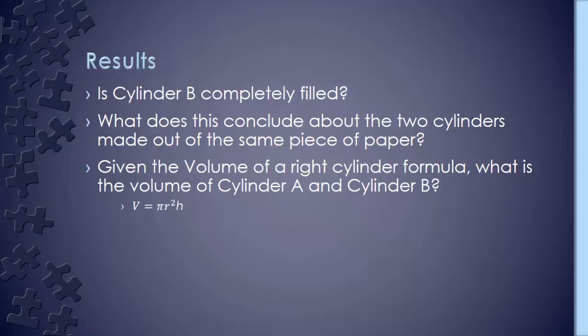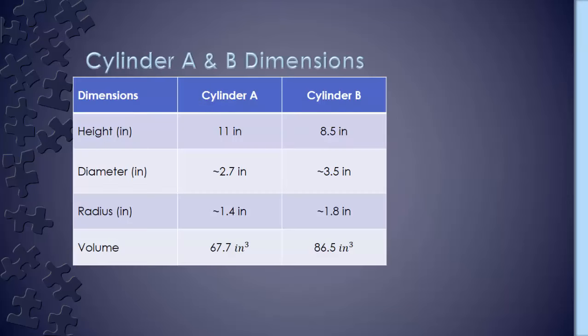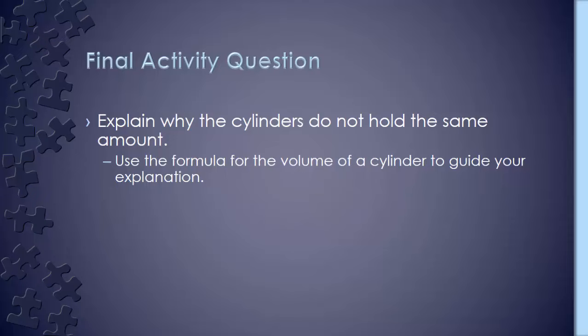Recall that the formula is that the volume equals pi times the radius squared times the height of the cylinder. Recall the data table that we made earlier. We reach our answer that cylinder A has a volume of 67.7 cubic inches, and cylinder B has a volume of 86.5 cubic inches.